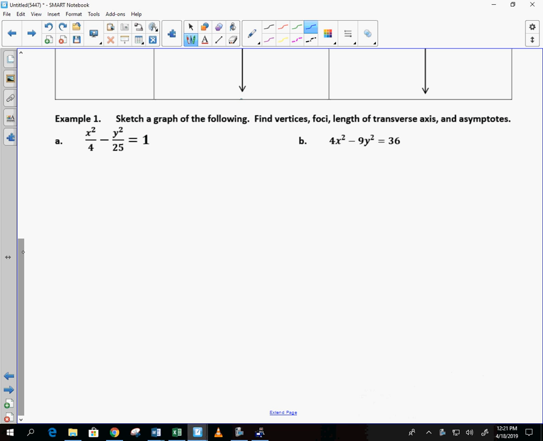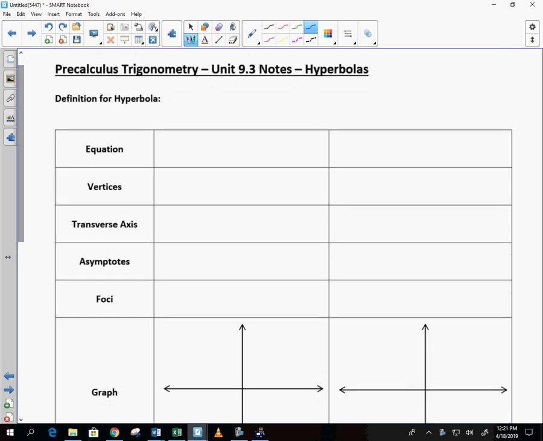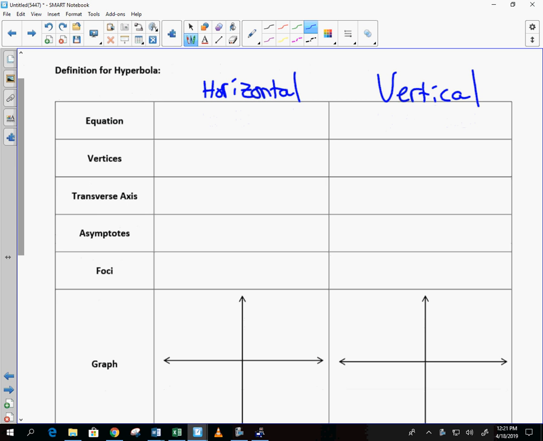And here we go. Today we are talking about hyperbolas. The definition of a hyperbola we'll talk about a little bit, but first of all, we're going to say horizontal and vertical. The equation for a hyperbola is very similar to that of an ellipse.